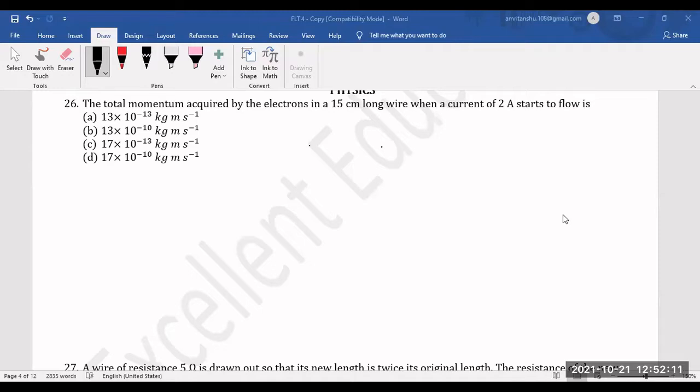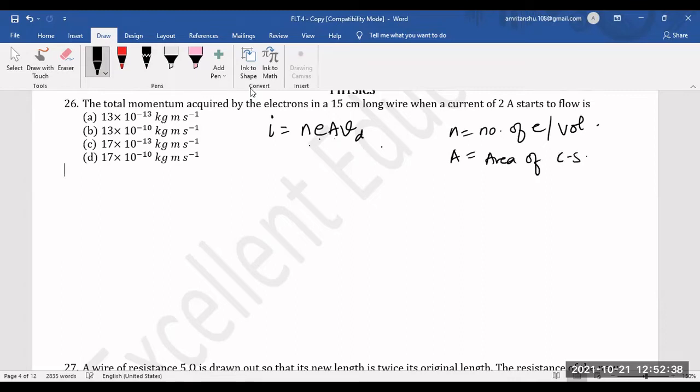So in this question it is asked, what is the total momentum acquired by all the electrons? That means it is not asking about just one electron, it is asking about all the electrons. So we know that current I is equal to N E A Vd. N is the number of electrons per unit volume, E is the charge on one electron, A is the area of cross section of the wire, and Vd is the drift velocity.